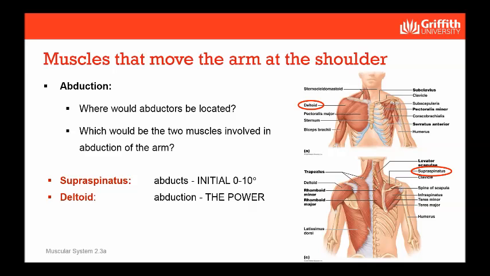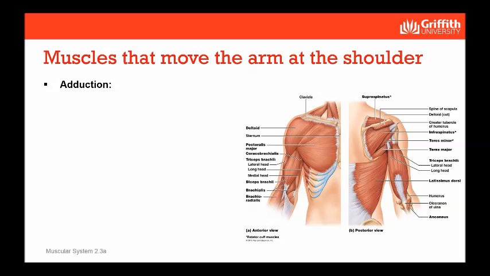Deltoid is the antagonist to pectoralis major and latissimus dorsi, and also teres major. Which movement do each of these muscles produce that may be antagonistic to shoulder abduction? Adduction. Where are these adductors located? They would be located on the medial side of a joint in order to produce adduction.